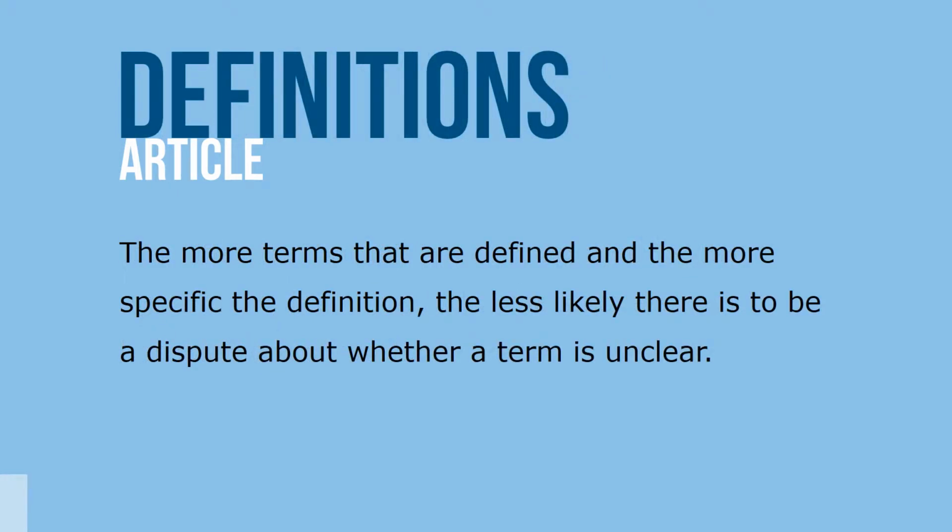The definitions section defines the terms commonly used in the balance of the collective bargaining agreement. The more terms that are defined, and the more specific the definition, the less likely there is to be a dispute about whether a term is unclear.